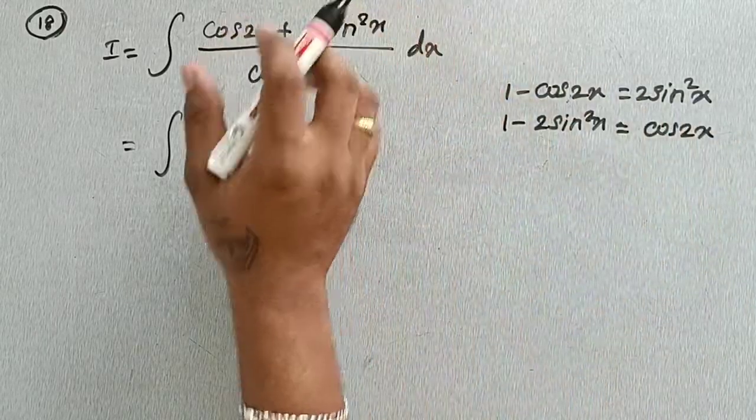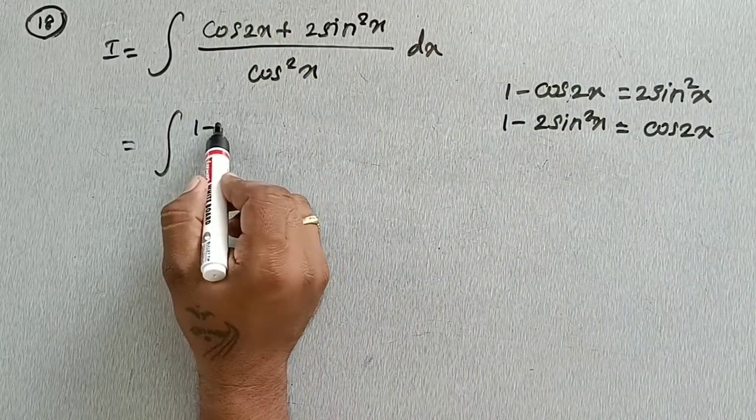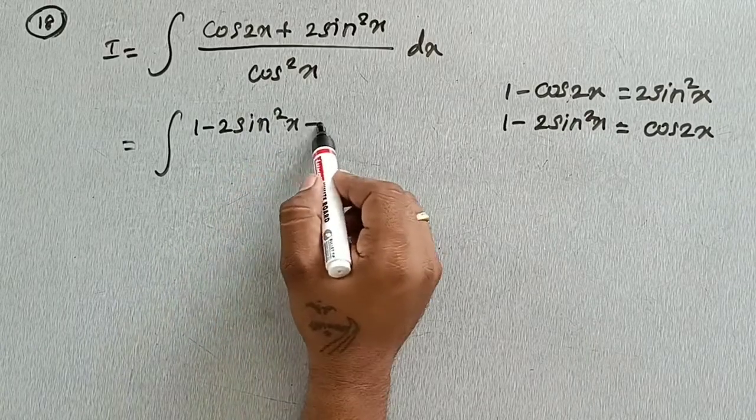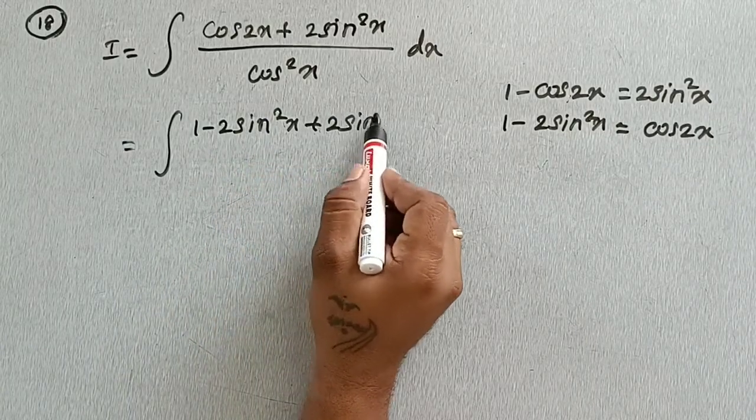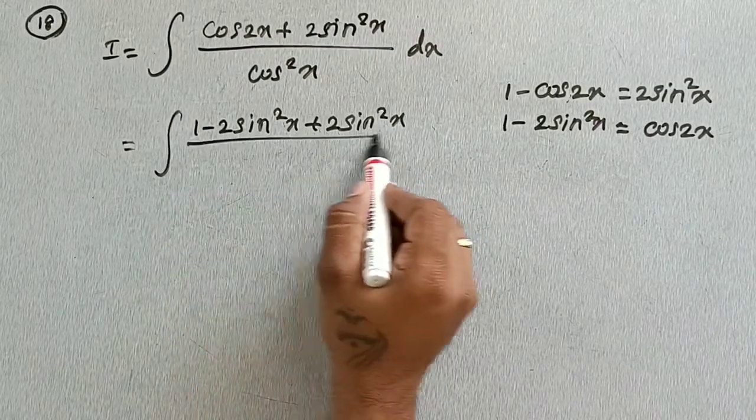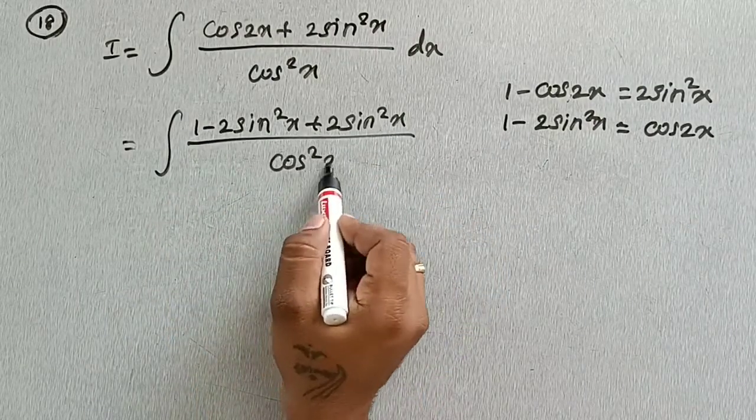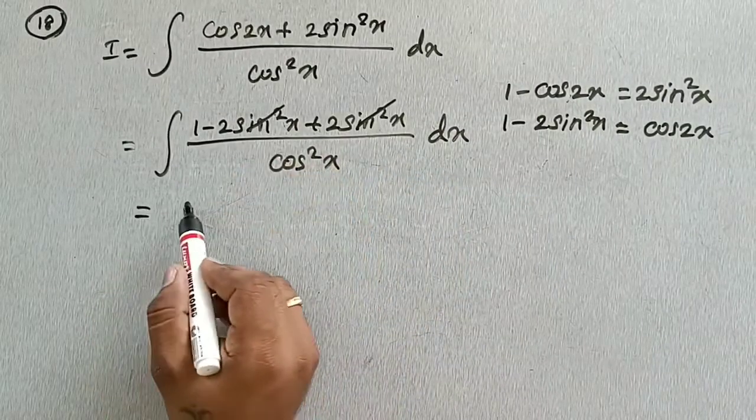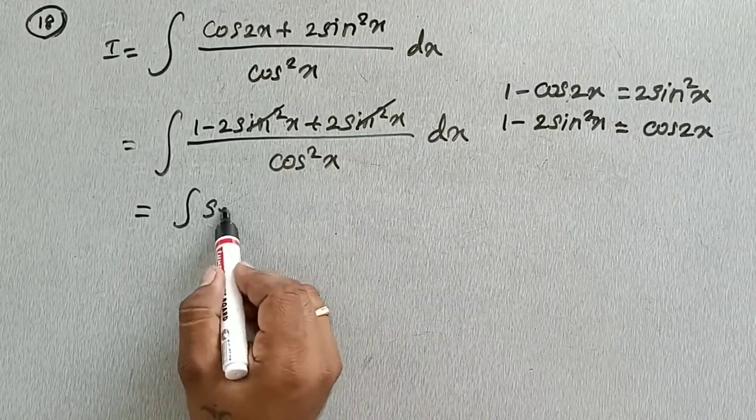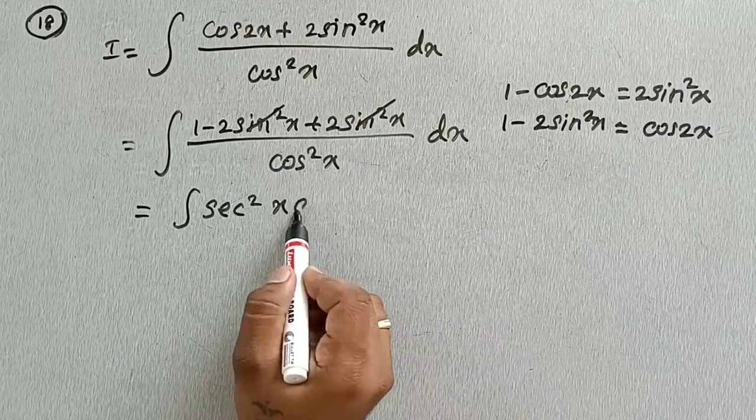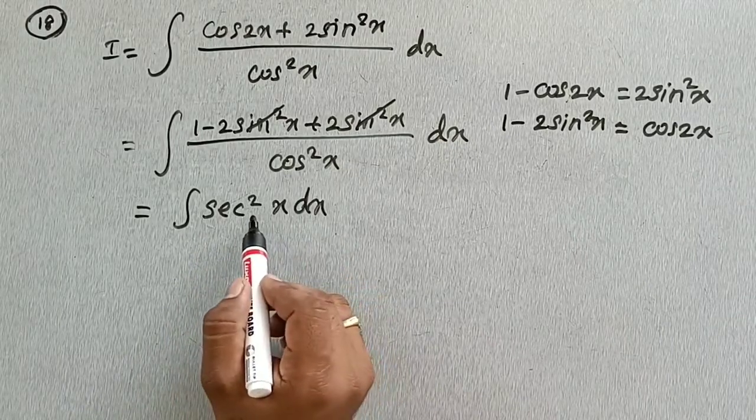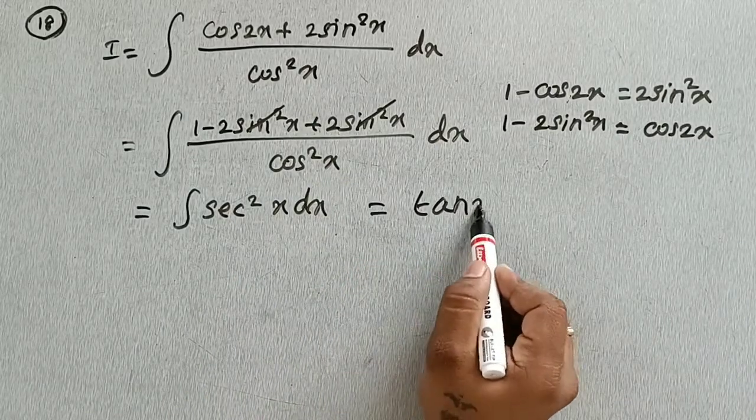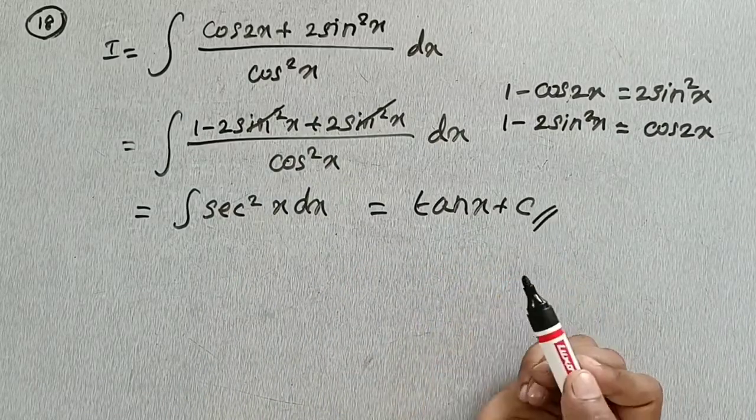Substitute this value in the integral. So numerator will be 1 minus 2 times sin square x, and already plus 2 times sin square x is available. Denominator will be cos square x dx. So these two get cancelled. Finally we will get 1 by cos square, equal to secant square x dx. We know integral secant square x equal to tan x. So our answer is tan x plus integration constant c.